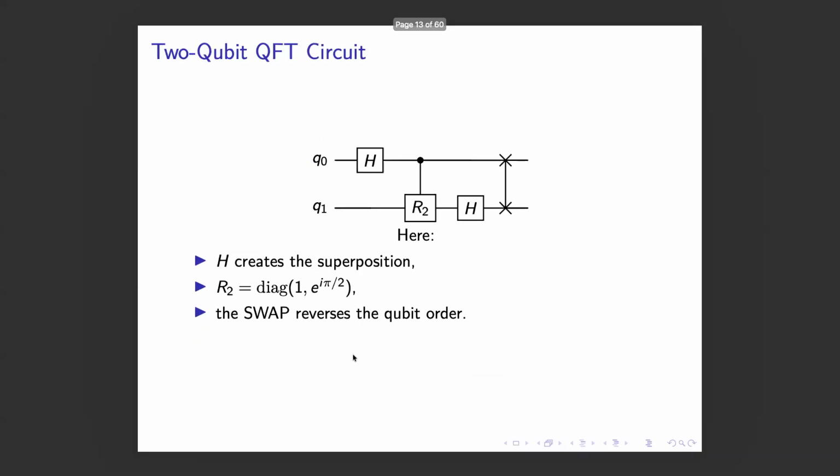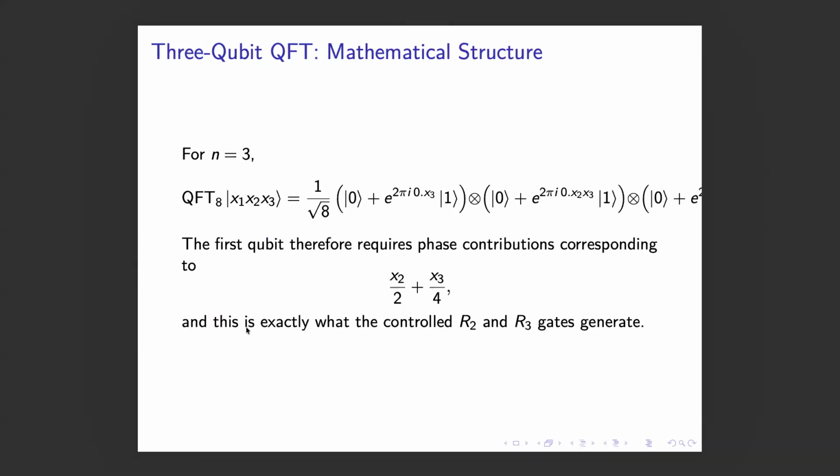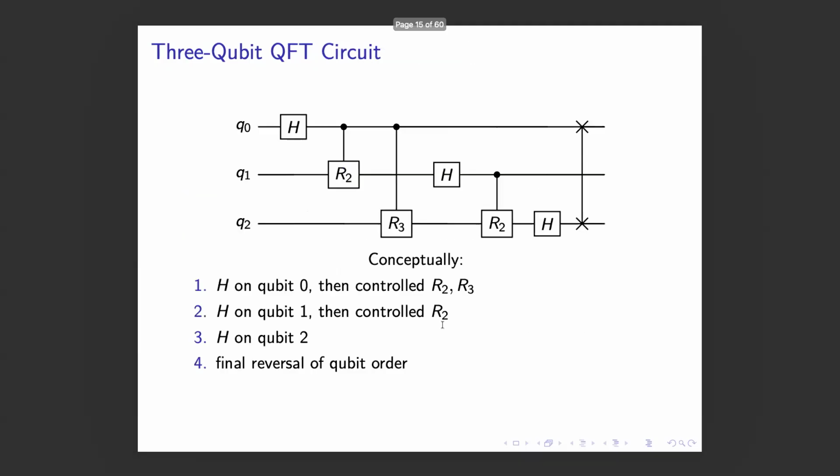And here we have the 2 qubit case. This is the one we discussed on the whiteboard. And as I said, in many algorithms, you just keep track of this ordering classically, so you don't include the swap gate. For n equal 3, then what you would have is that the first qubit requires phase contributions corresponding to x2 plus x3 divided by 4. So this is the first qubit, and then the first qubit contains this factor, and this is exactly what the controlled R2 and R3 gates generate.